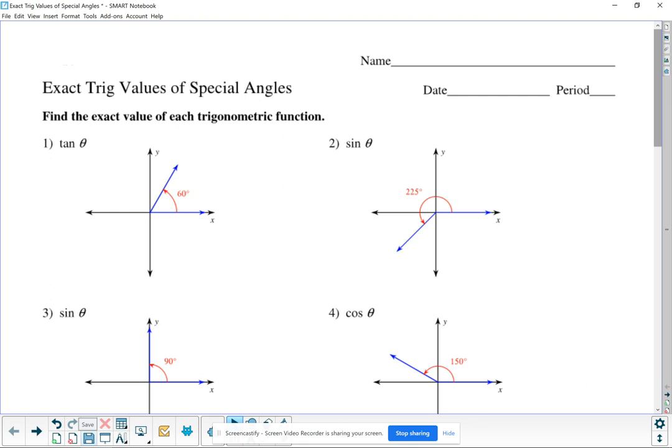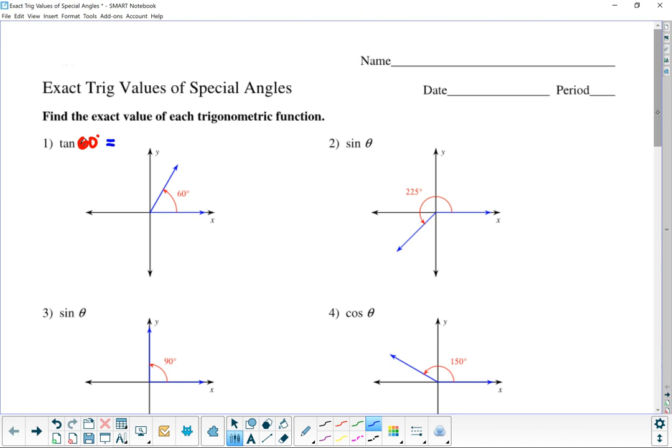All right, guys. First homework assignment of this second semester. We're going to find exact trig values for these special angles, right? So number one was tangent of theta, and on the diagram it says that your angle is 60, which means that we have tangent of 60. You can write in the 60 degrees right here, or you can just leave it as tangent of theta. But we are trying to figure out what that is equal to. So tangent of 60 degrees is equal to what?